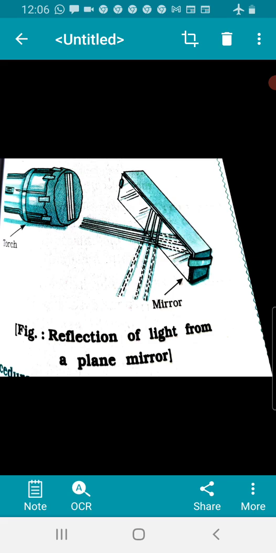Does the mirror change the direction of light that falls on it? Now move the torch light slightly to either side. Do you find any change in the direction of reflected light? This activity shows how light gets reflected from a plane mirror. Let us play around with the images formed in mirrors and know a little more about them.